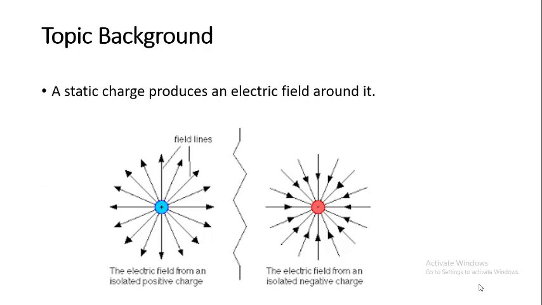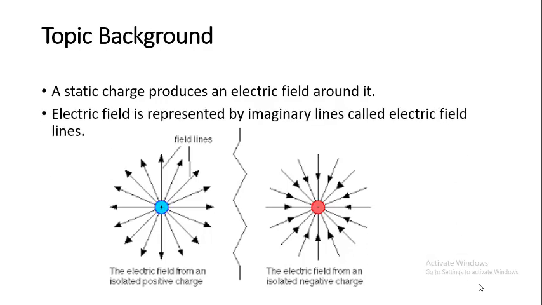A static charge produces an electric field around it. An electric charge has some region around it where its influence can be observed by another charge. This region is called electric field. Electric field is represented by imaginary lines called electric field lines. To visualize this field, imaginary lines are drawn which are called electric field lines.